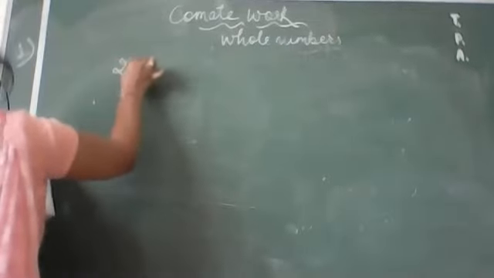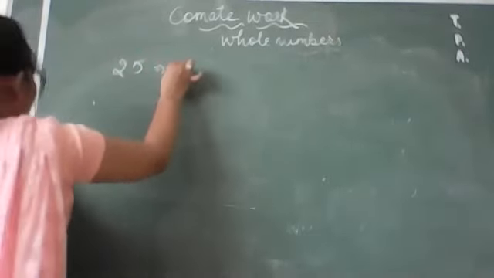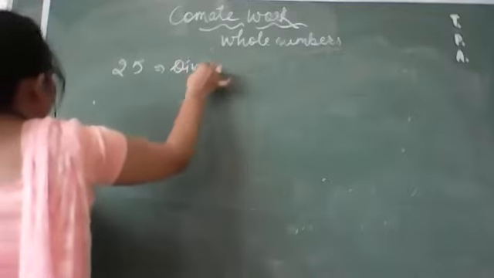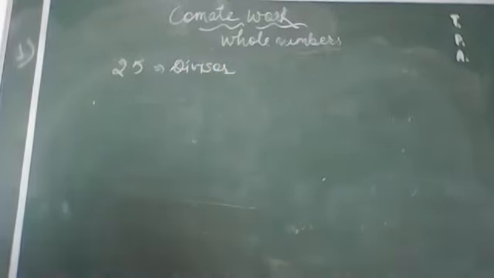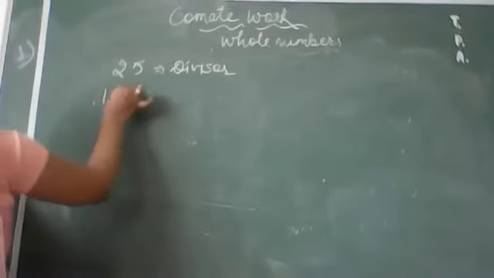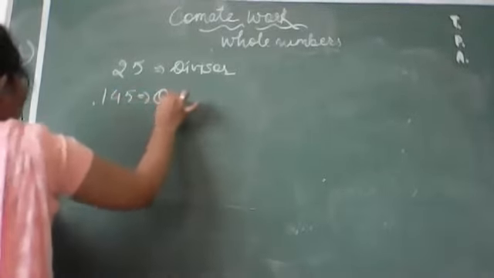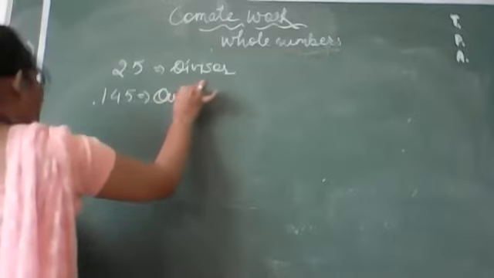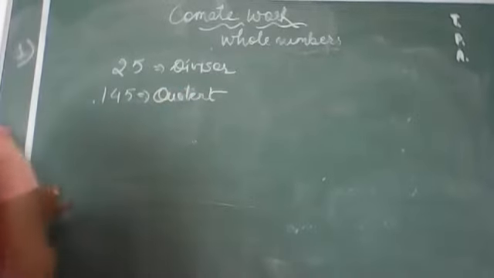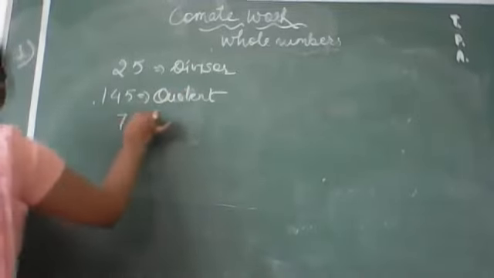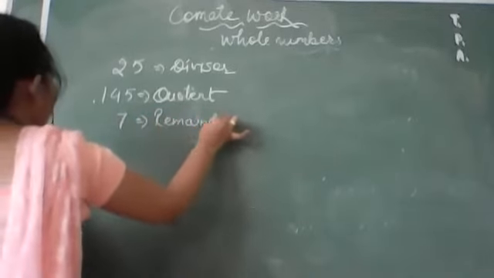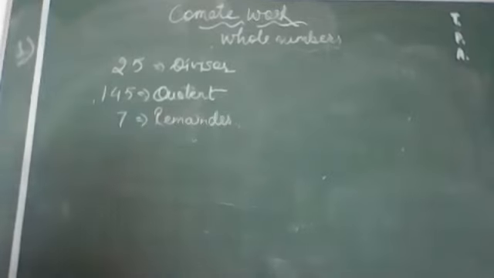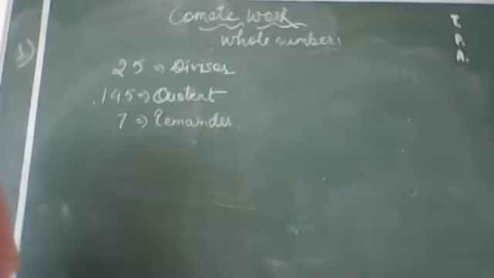25 is the divisor. It is telling us it is divided by 25, so it is the divisor. 145 as the quotient. It is also written, quotient. Then it is written 7 as remainder. Okay. Now only one thing is missing. That is the dividend, which we have to find out.